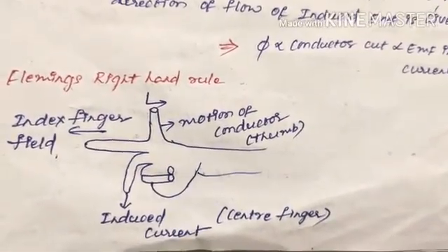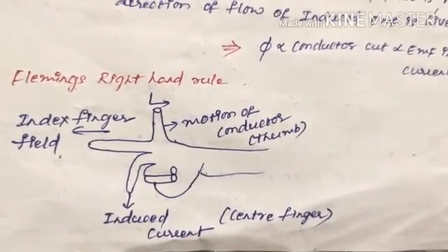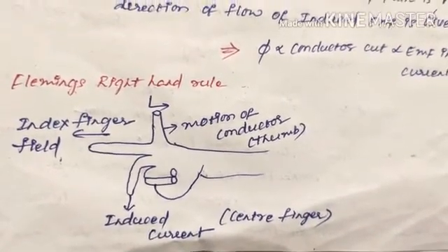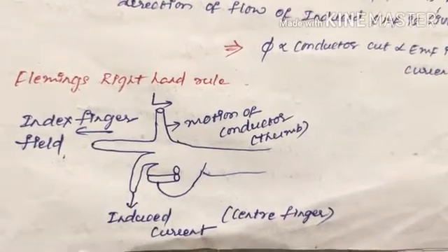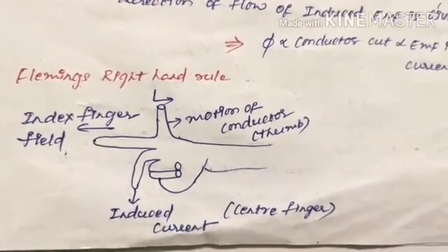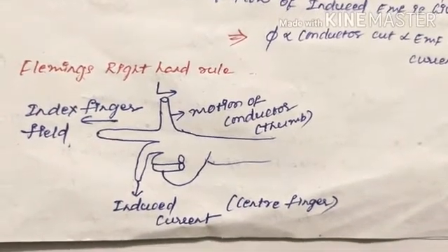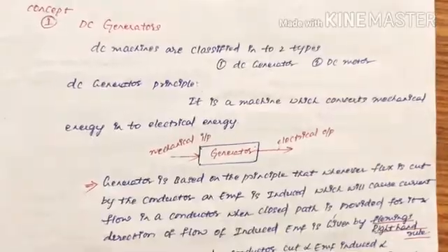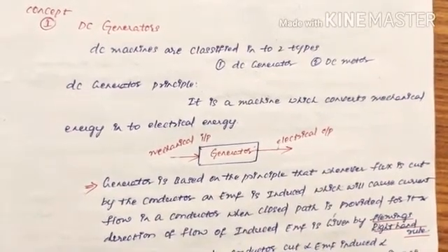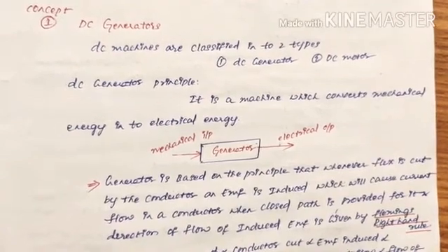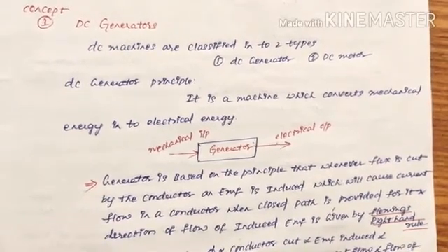Fleming's right hand rule is like this. The thumb indicates the motion of the conductor, that means the conductor rotation, the index finger indicates the field which is created, and the center finger indicates the induced current. Now once again, a DC generator is a machine which converts mechanical energy into electrical energy. This is the principle of a DC generator.